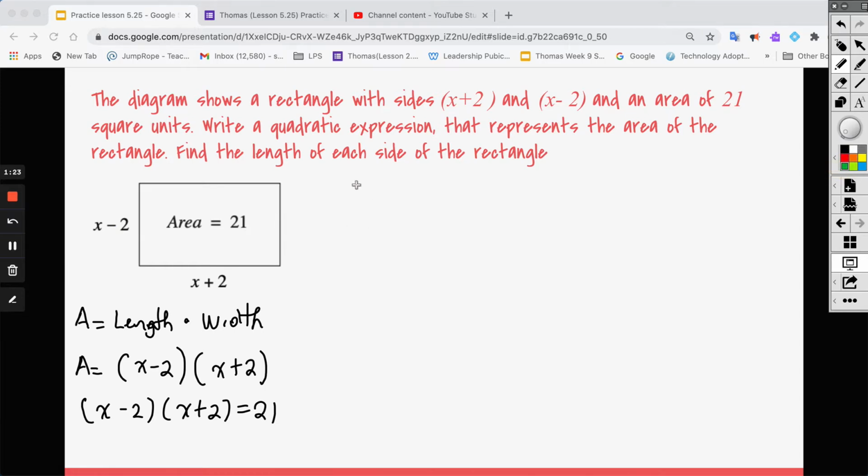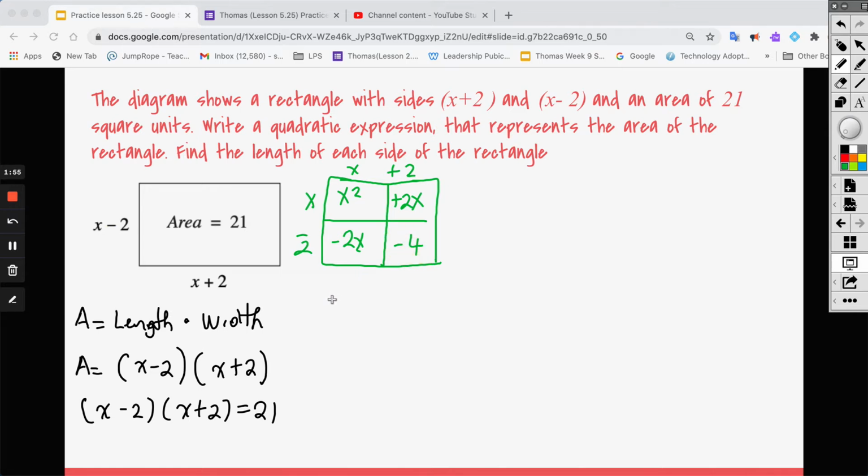So we're going to use the box method to do our multiplication and then simplify. So we have x plus 2, x minus 2. This is x squared plus 2x minus 2x, and this is minus 4.